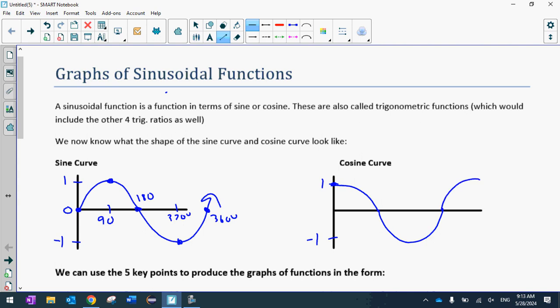All of that takes 360 degrees to happen. Well, this must be 180 then. Halfway between 180 and 360 would be 270. Halfway between 180 and 0 is 90. So there's the cosine.